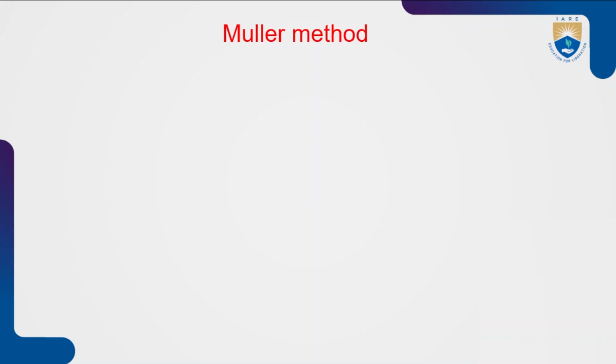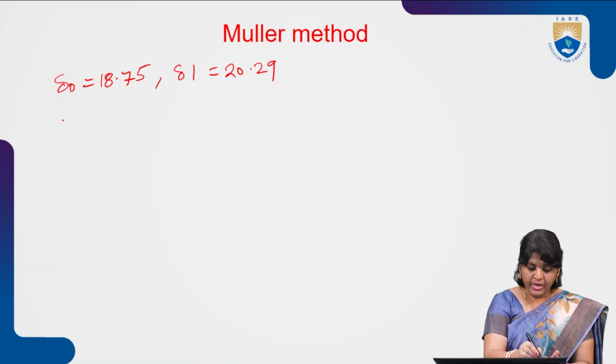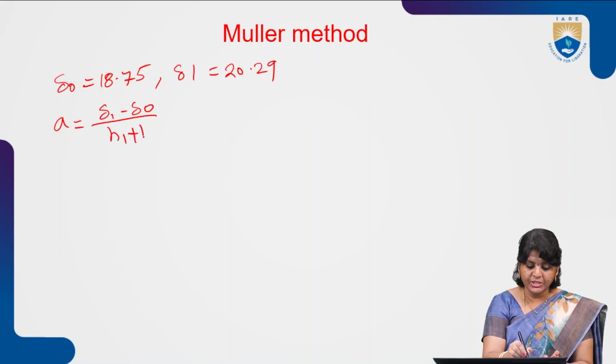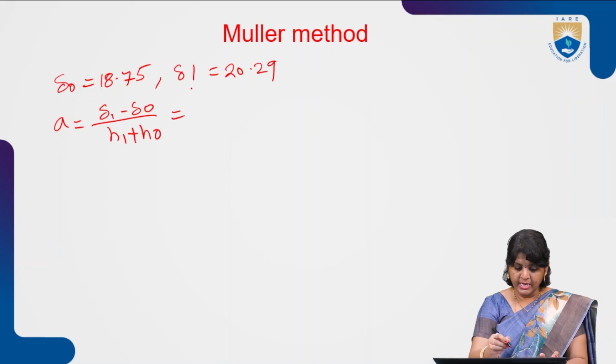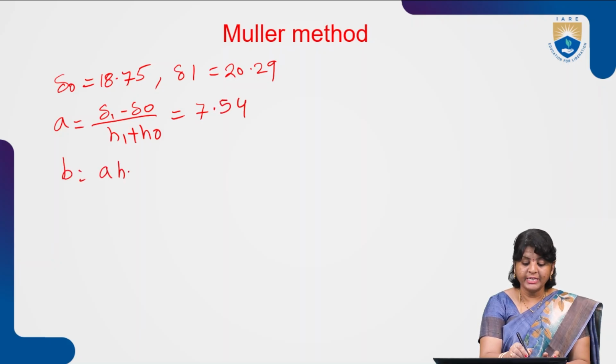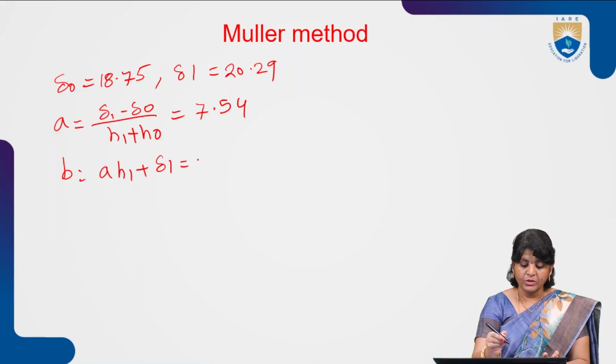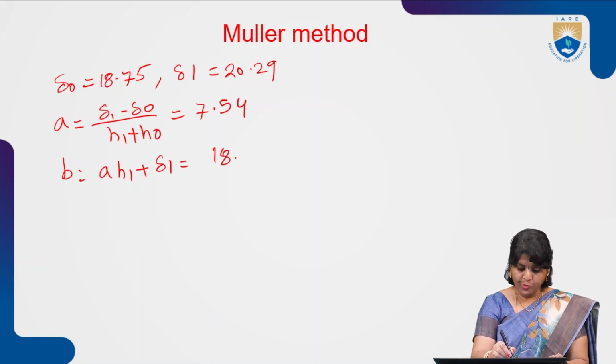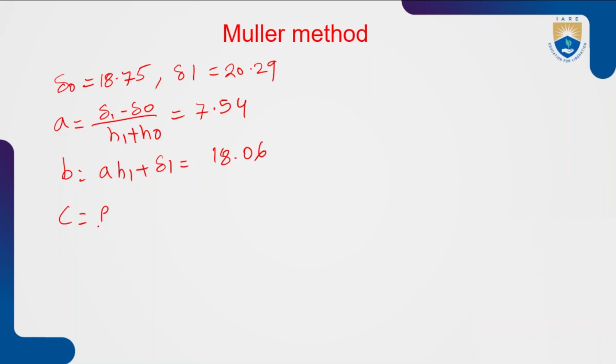Here the delta naught value is the same as in the previous case, 18.75, and delta 1 is 20.29. And now A is what? (Delta 1 minus delta naught) by (H1 plus H0). After substituting the values, the A value is 7.54, and B value is A into H1 plus delta 1, so this is 18.06, and C value is f of x2.